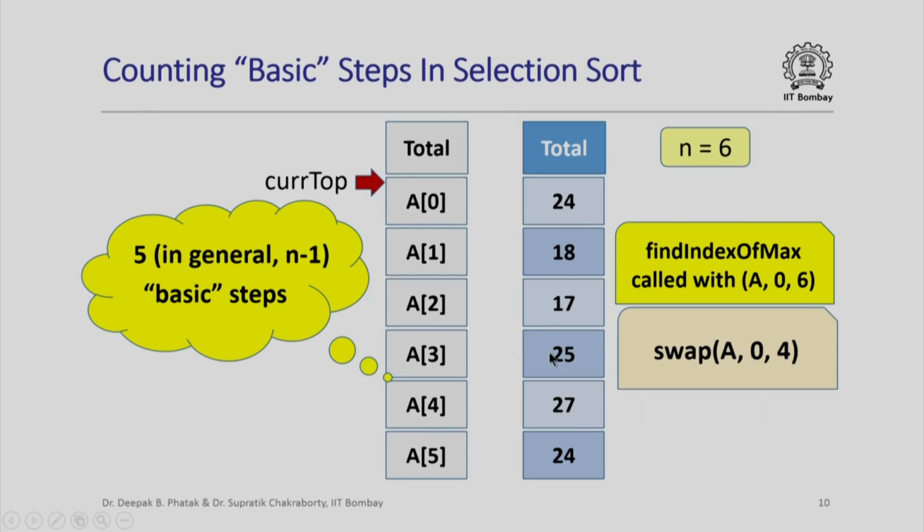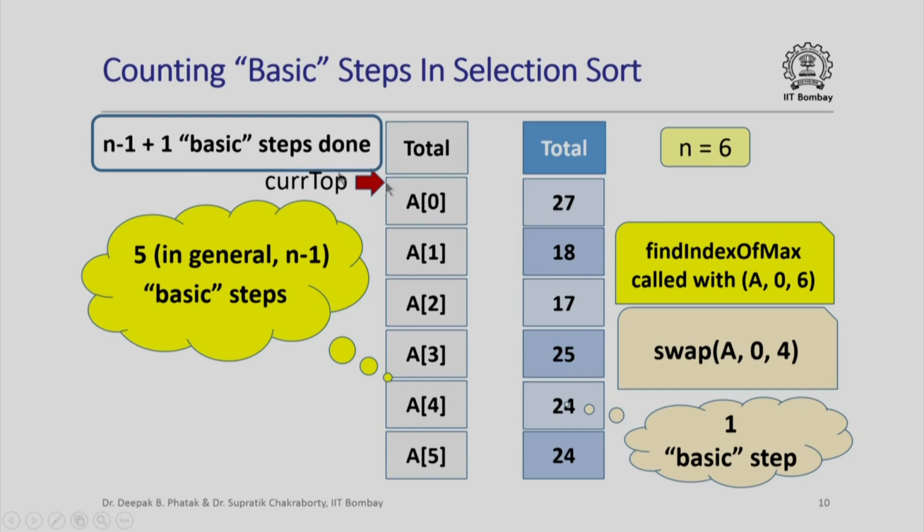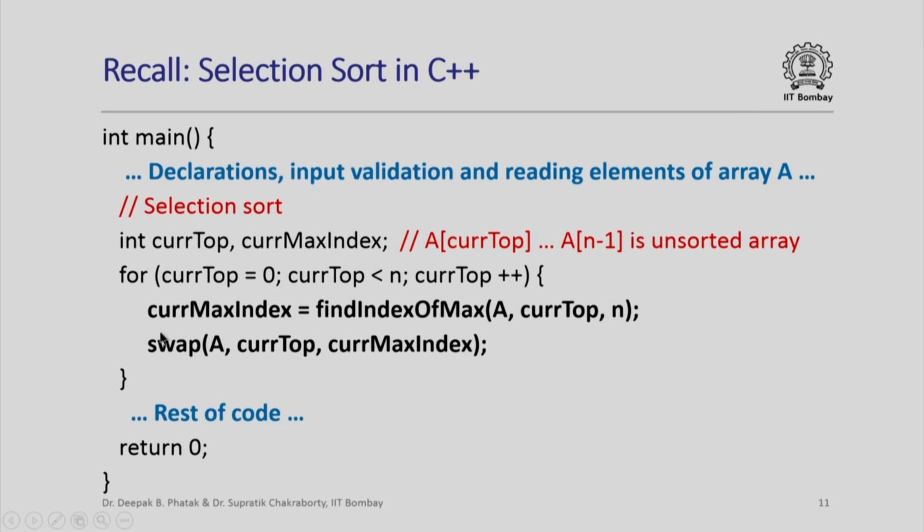In addition, I need to swap, so note that current max index was finally pointing here, I need to swap it with the current top, so therefore that is one more basic step that we need, and so in total now I have executed n minus 1 basic steps inside find index of max and 1 basic step inside swap. If I go back to my program, what would happen next? I would simply increment current top and repeat the entire procedure.